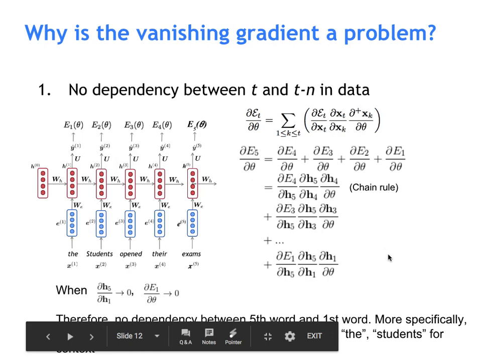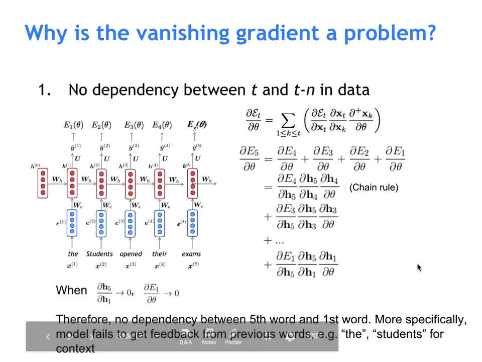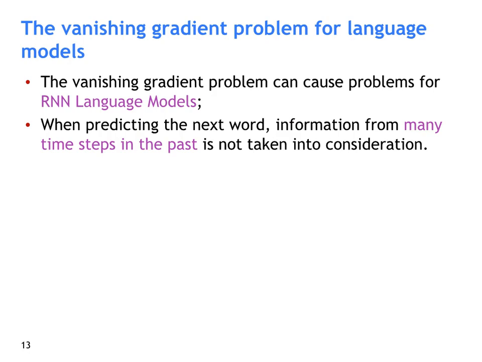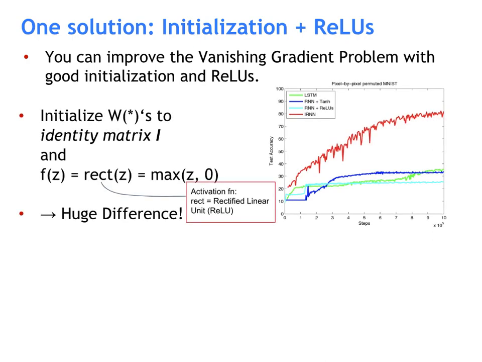So that's the whole point. We cannot get the reference for the words "the" and "students" when we try to predict the word "exam" or "book". That's why vanishing gradient is a long temporal range problem in RNNs, and it will affect our language model. When predicting the next word, information from many time steps in the past cannot be taken into consideration. This is one example. One solution is that we can improve the vanishing gradient with good initialization and using a different activation.